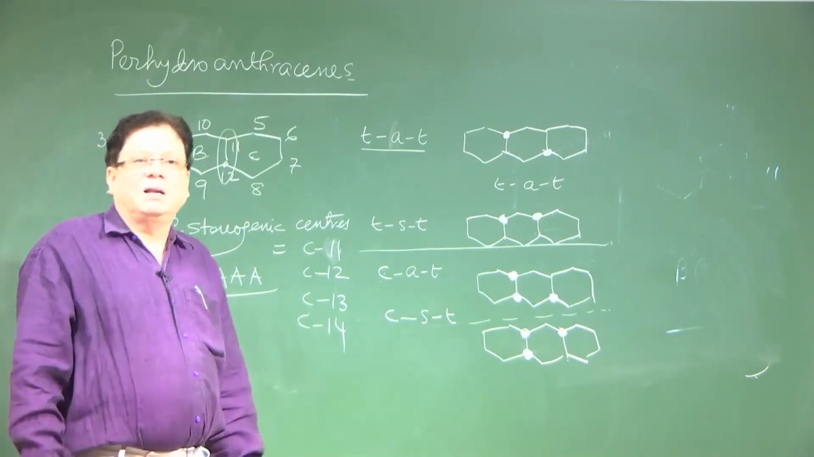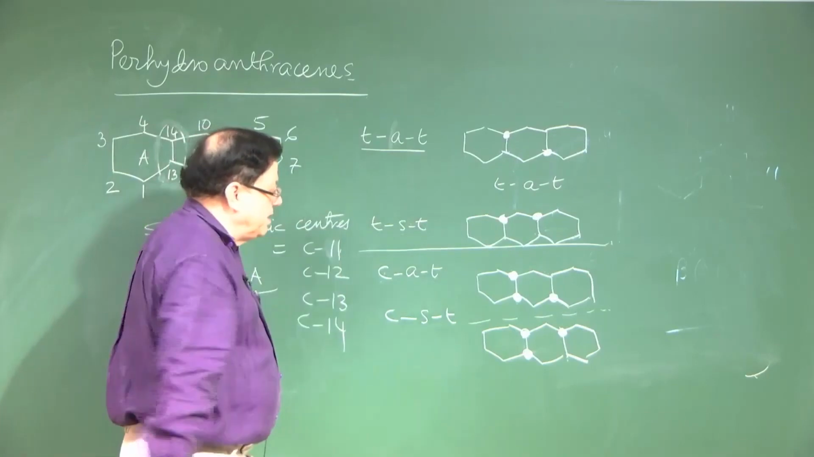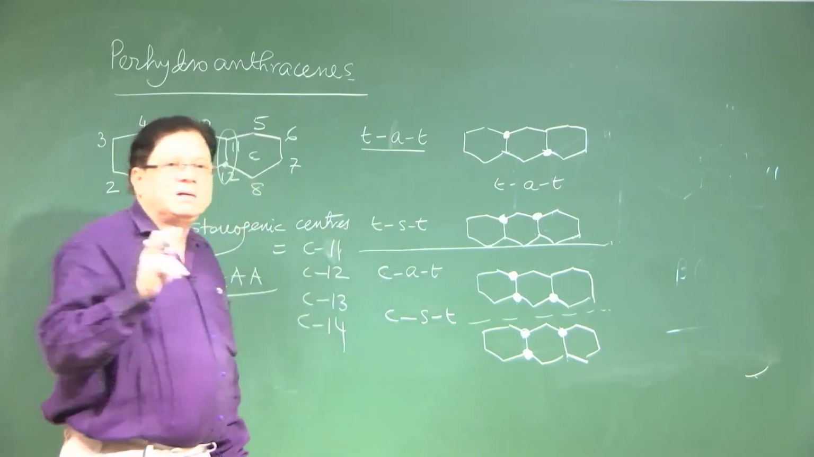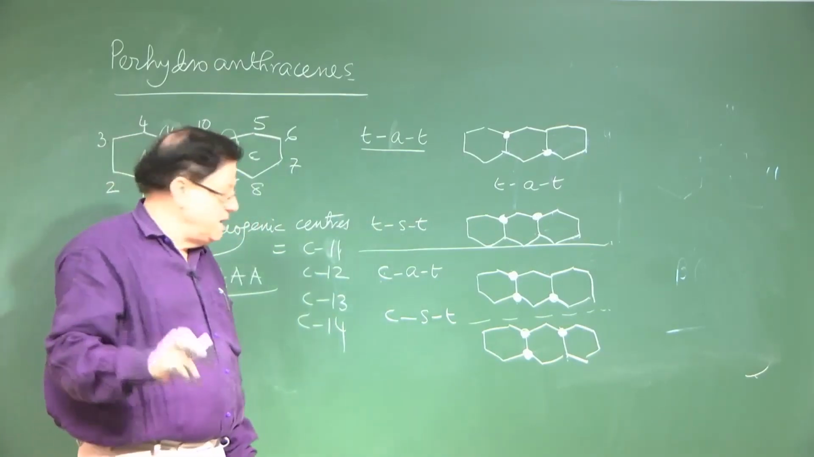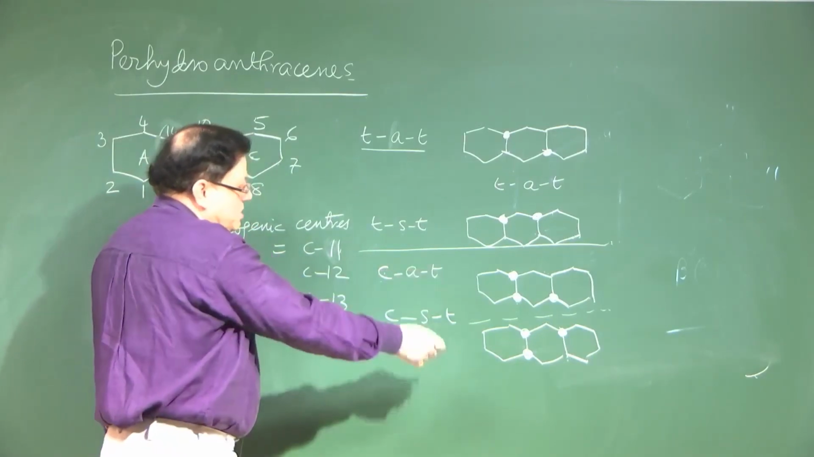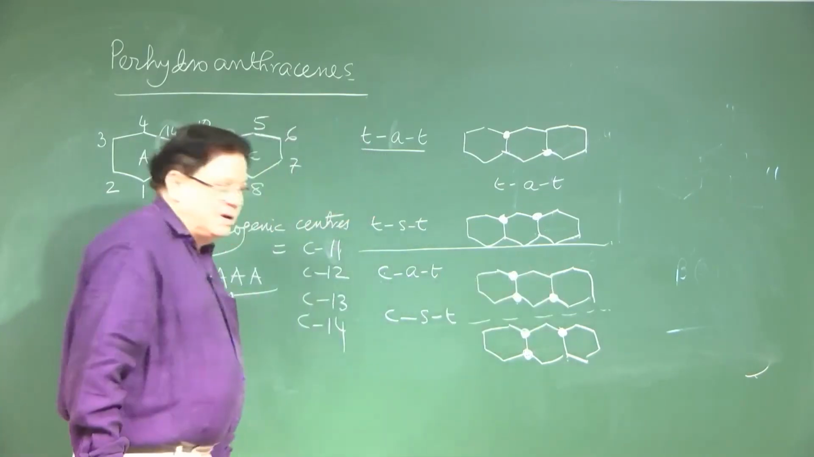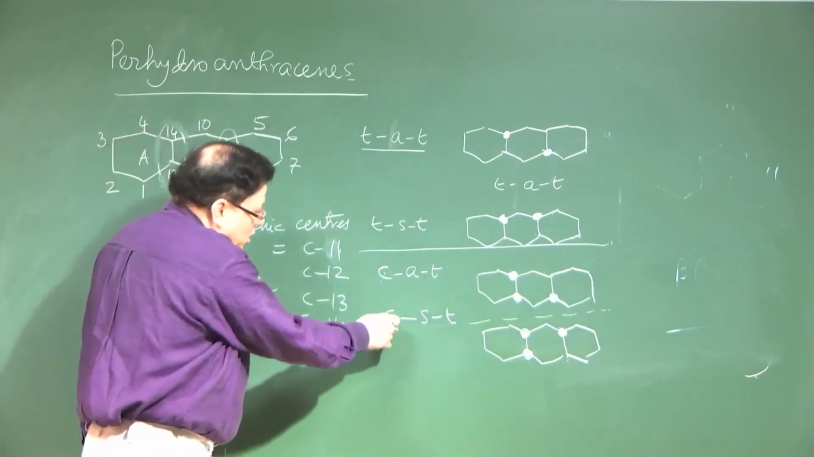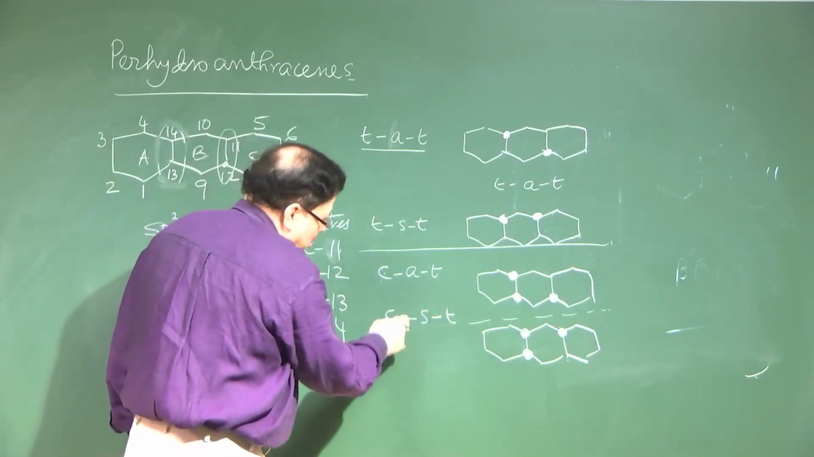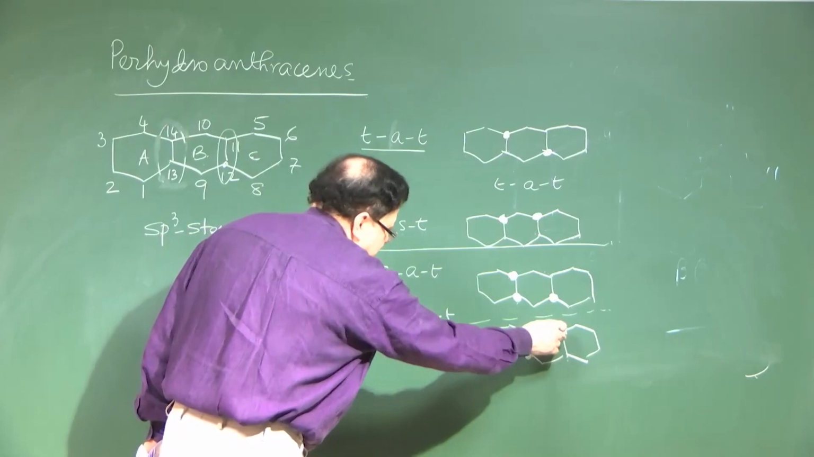So, systematically we should proceed. We have seen TAT, we have seen TST, then it is time to change one of the T, terminal T, to C, that means cis, so that will be cis, anti and trans. So, you draw it cis, anti and trans, and then you draw the other one which is already drawn, cis, syn and trans. So, cis, syn and trans.